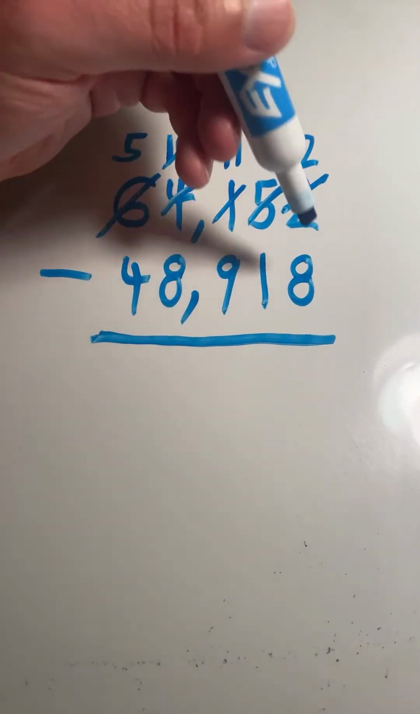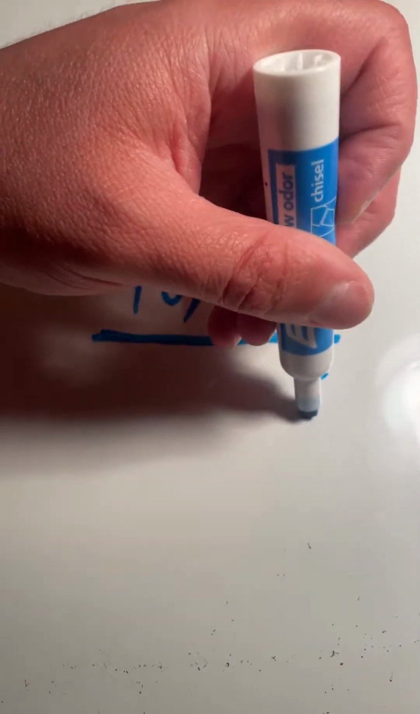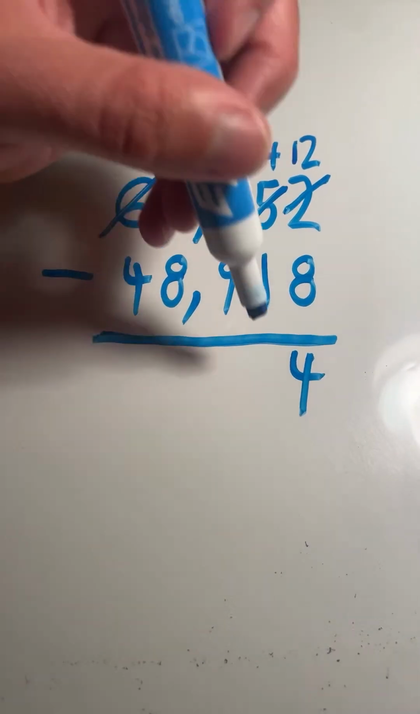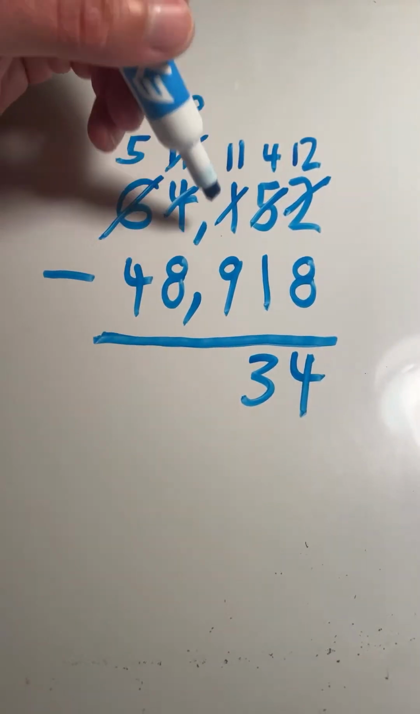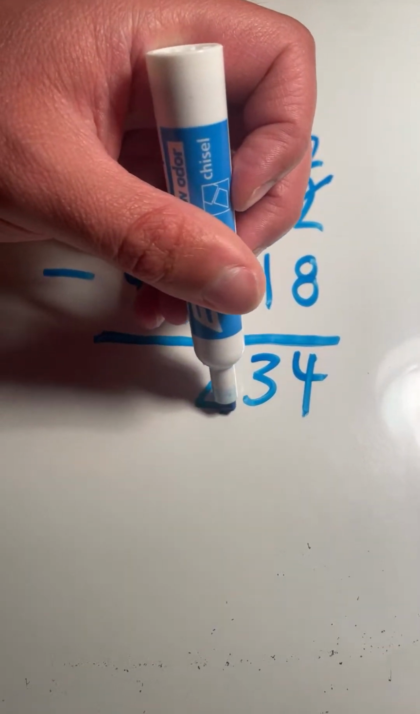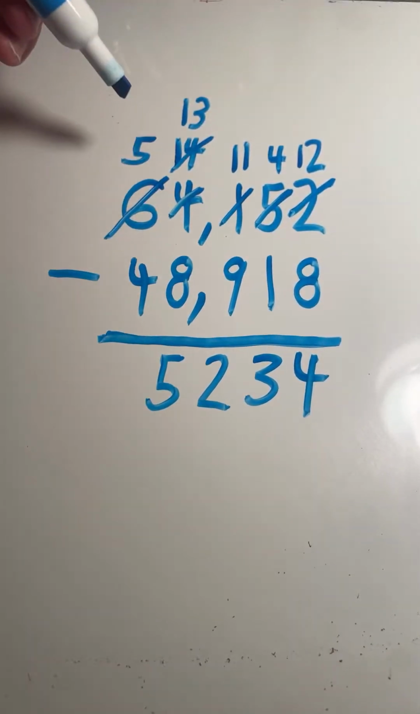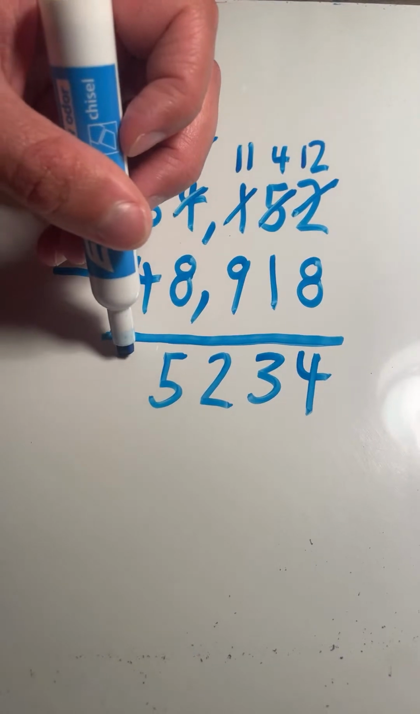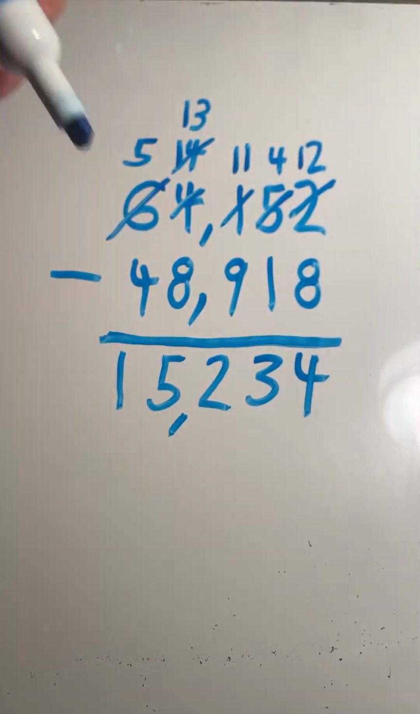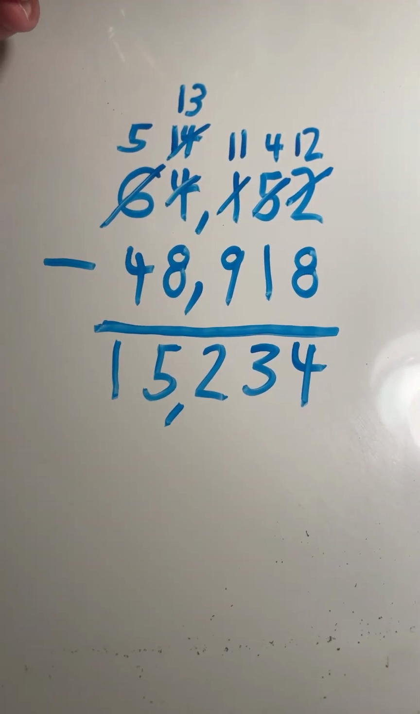So now we are subtracting from right to left. We start in the ones place. 12 minus 8 equals 4. 4 minus 1 equals 3. 11 minus 9 equals 2. 13 minus 8 equals 5. 5 minus 4 equals 1. And we have our final answer.